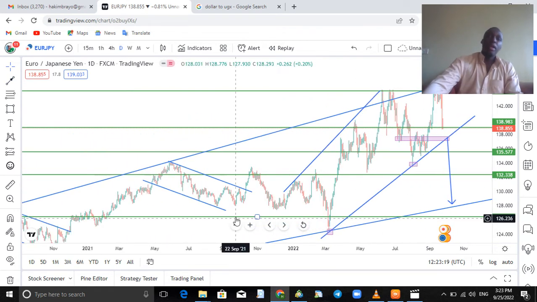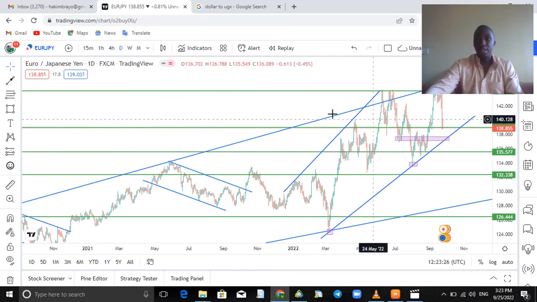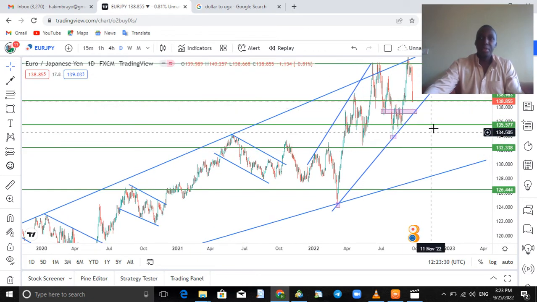downside. Now your role as a trader is to wait for confirmations and see where exactly this pair is heading before you place any trades on your trading platform.